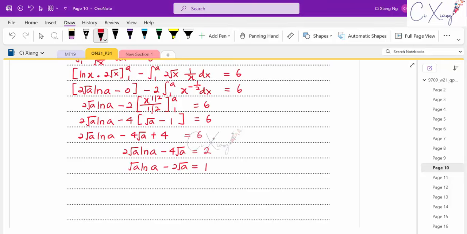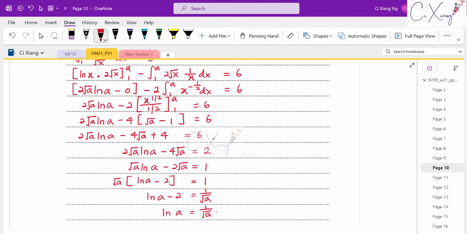Alright, and then what else can I simplify further? Where can I continue further? Right, so you can factorize out the square root a. I'm having ln a minus 2 equals to 1. So ln a minus 2 equals to 1 over square root a. Ln a equals to 1 over square root a plus 2.